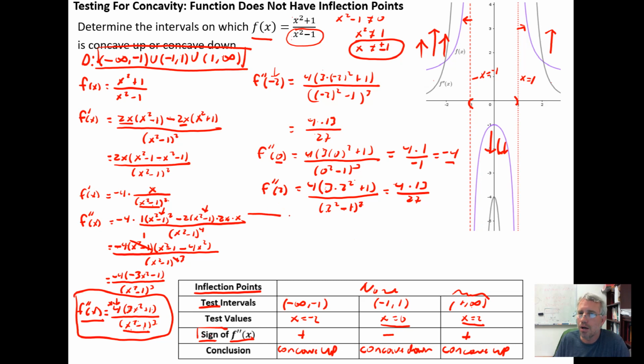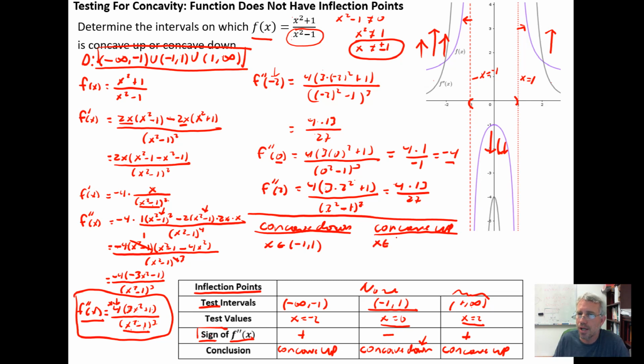So now we need to draw our conclusions. We conclude that the graph is concave down when x is an element of the interval from negative 1 to 1. We were concave down only on that interval, and we were concave up on 2 intervals, so we need the union of those intervals.